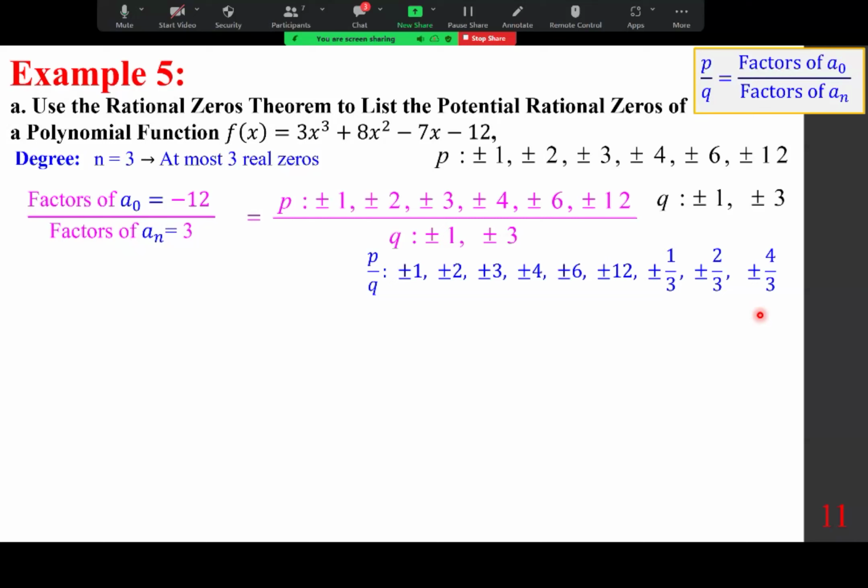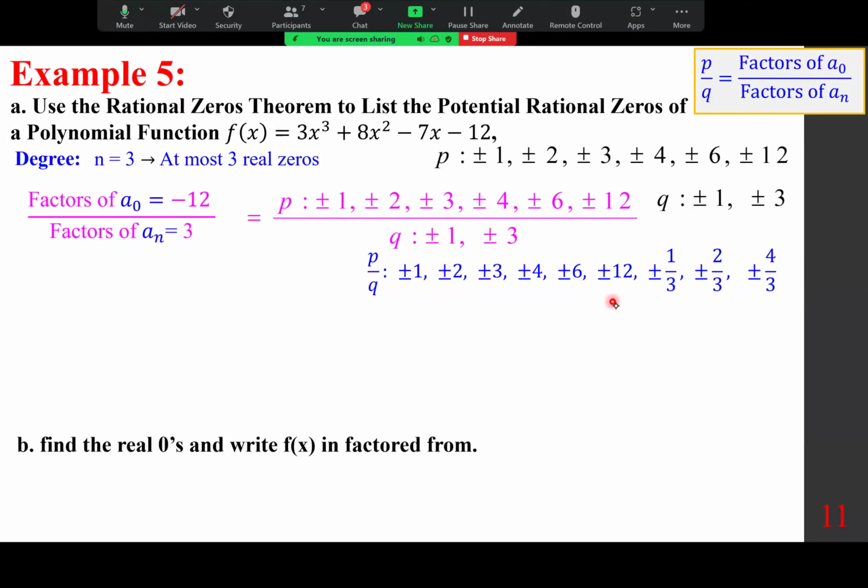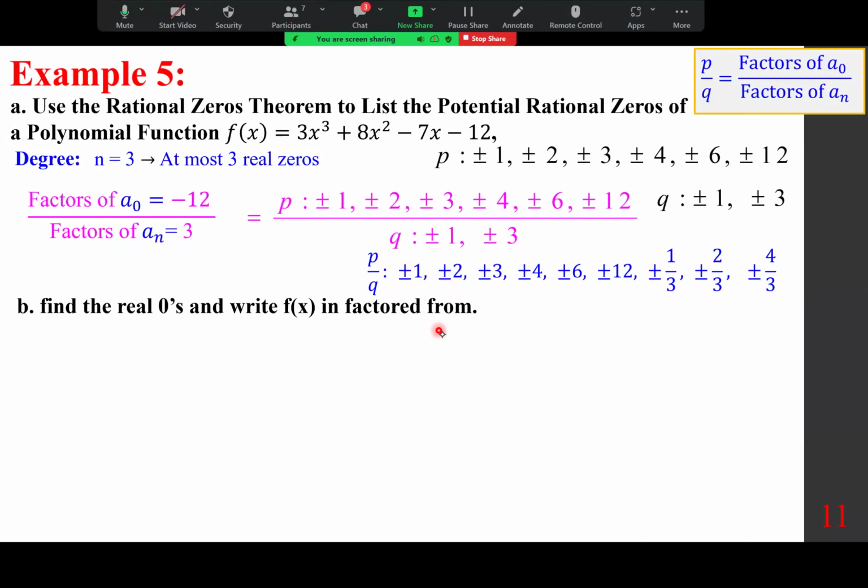So what this says is, if this function has rational zeros, they have to be some of these. For example, you can't make up a number and say, okay, let me try number 7. No, it's not going to work. It's not among these numbers. So find the real zeros and write f of x in factored form. Now, to do that, you start checking. For example, 1, negative 1, 2, negative 2, 3, negative 3, and so on. Always go with the easy one.